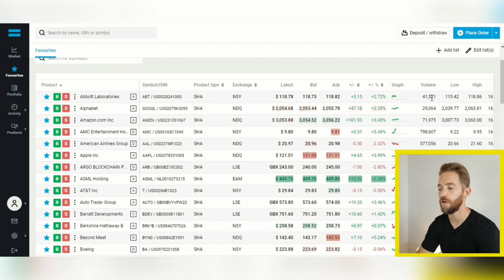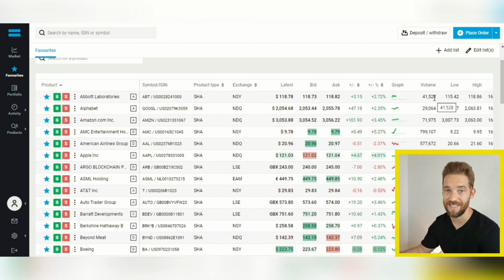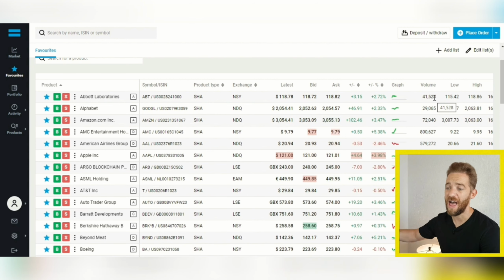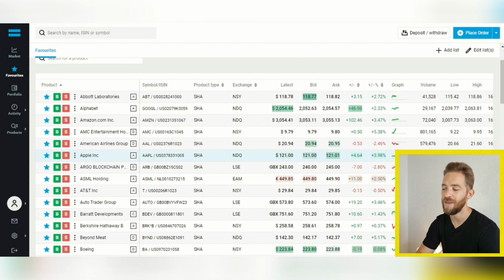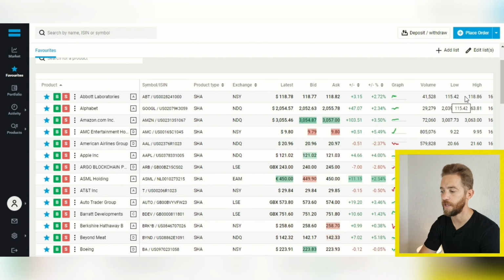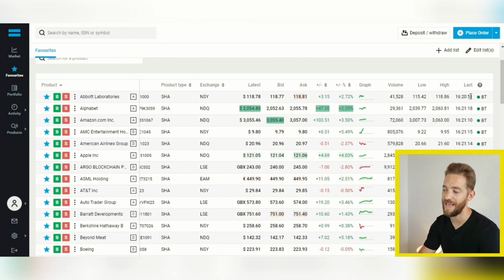Volume, very important. If you have really low volume, it means you might have low liquidity. So you might send an order to sell a stock at whatever price you can get. If there's low volume, it might take a while to execute, and then it ends up selling at a lower price than you were expecting. So be careful of that. Where you have higher volume, it means that the transaction should go through pretty quickly. And then a low and a high as well. That's the low and the high for the day.